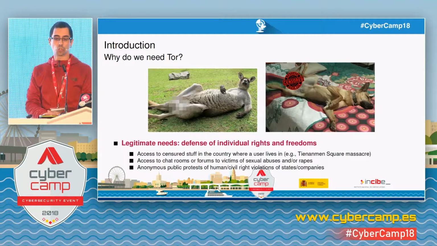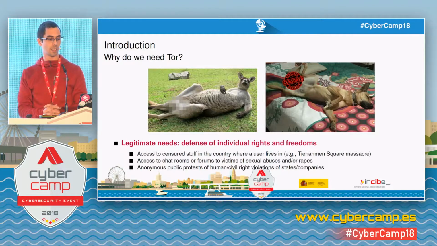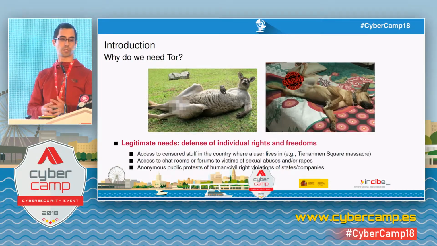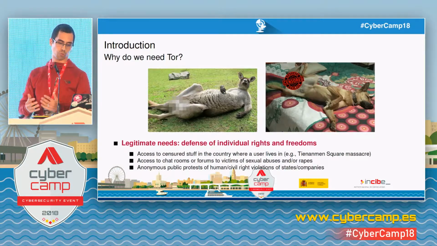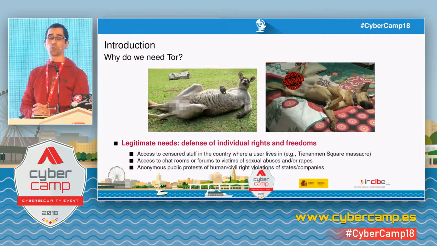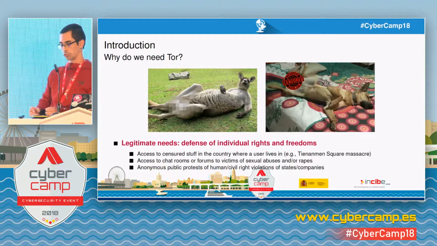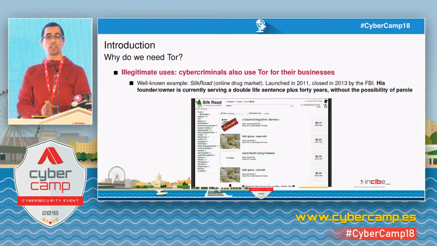It's also useful for victims of sexual abuse or rape. There's some sort of psychological support. There are Tor chat rooms in which this type of victims can express their fears or their feelings with people that have suffered the same experience. There is some sort of support group, and of course, for whistleblowing anonymously, anonymous whistleblowing against states or companies.